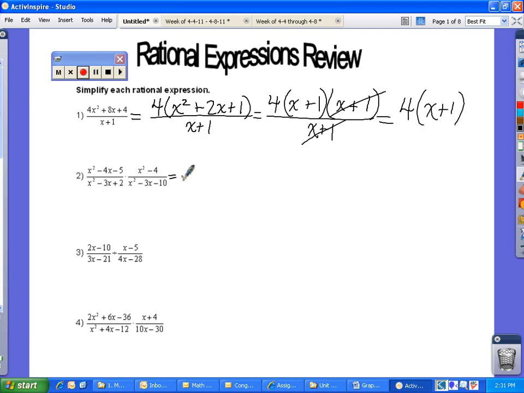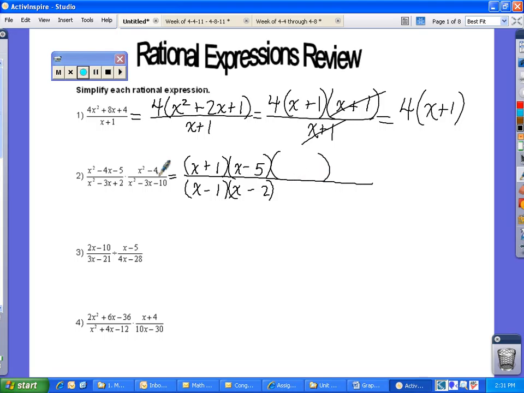For number 2, you want to factor all of the expressions. So I'm going to factor this first trinomial. And I'm looking for two numbers that when I multiply I get negative 5, and when I add I get negative 4. Those two numbers are 1 and negative 5, and then I put in my x's. On the bottom, my two numbers are negative 1 and negative 2. Two numbers that when I multiply I get 2, and when I add I get negative 3.